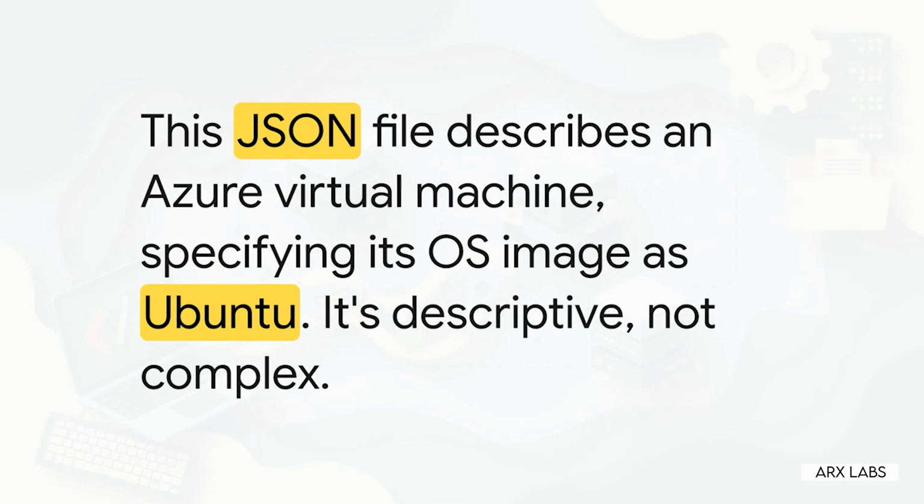And look, don't let the word code freak you out. Most of the time, it looks something like this. This is just a text file, in this case, a format called JSON, that's just describing what you want. You can see it says the resource type is a virtual machine, and the image it should use is Ubuntu. It's descriptive, not some complex algorithm.